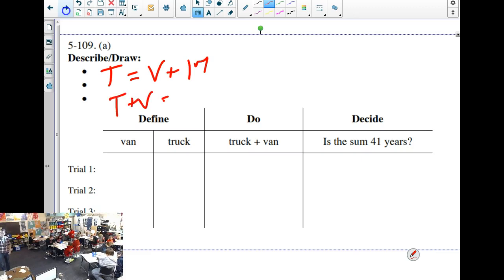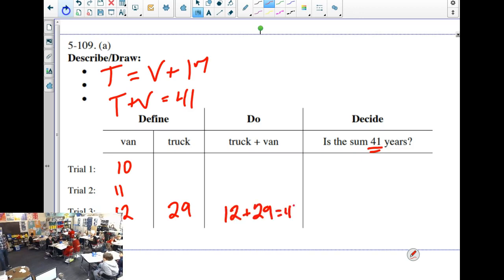Truck plus van being 41 is something I'd write up here. So we're asking, is it 41? And then I can try stuff out. If I know it comes out to be 12, if I try 10, it'll be too small. If I try 11, it'll be too small. I keep bumping up, and when I try 12, that makes my truck 29. Yeah, that works. 12 plus 29 equals 41, and it checks out. So that's how we could utilize the 5D process there.